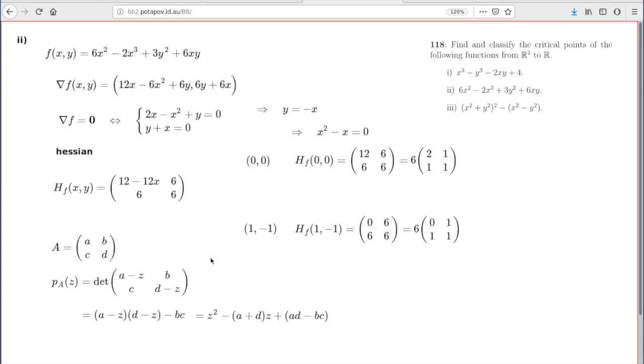Now the key fact I'd like to remind you is that the solutions to a quadratic equation satisfy Vieta's theorem. Vieta's theorem says that the sum of the roots equals the coefficient next to z with the opposite sign, and the product of the roots equals the free term of your quadratic. This is the statement of Vieta's theorem.